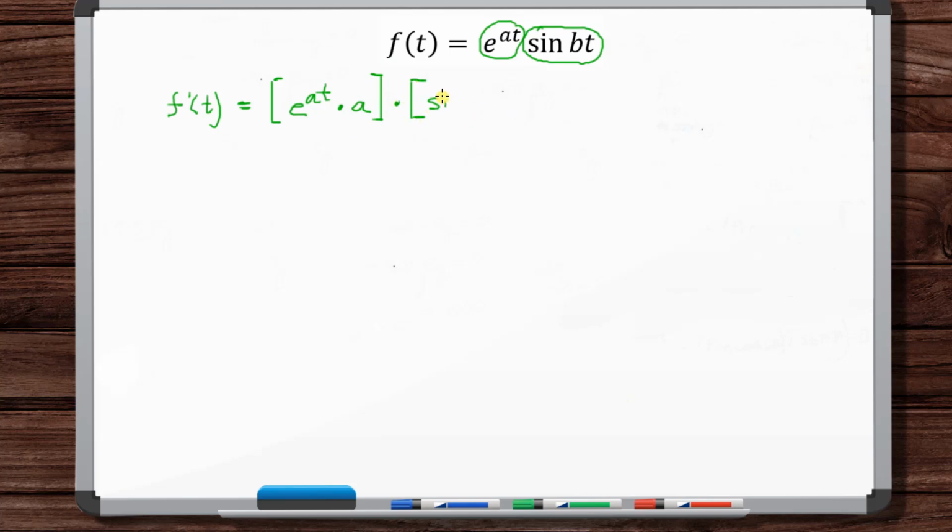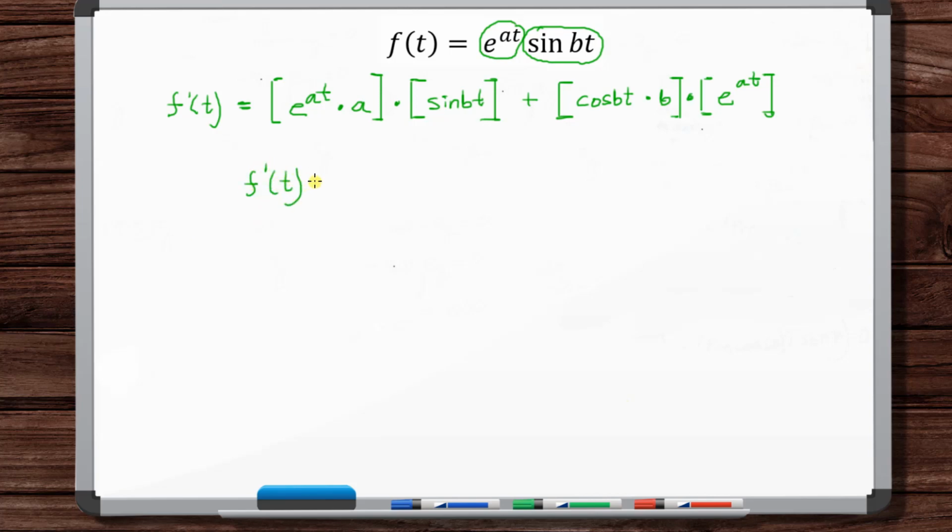times the second, just the second as it is, okay, plus the derivative of the second, so we've got to use the chain rule again. The sine of something, derivative of the sine of something is just cosine of that something, okay, times the derivative of that something. It's not 1 in this case, it's derivative of bt with respect to t is b. Okay, derivative of the first times the second plus derivative of the second times the first. Okay, so that's your derivative.